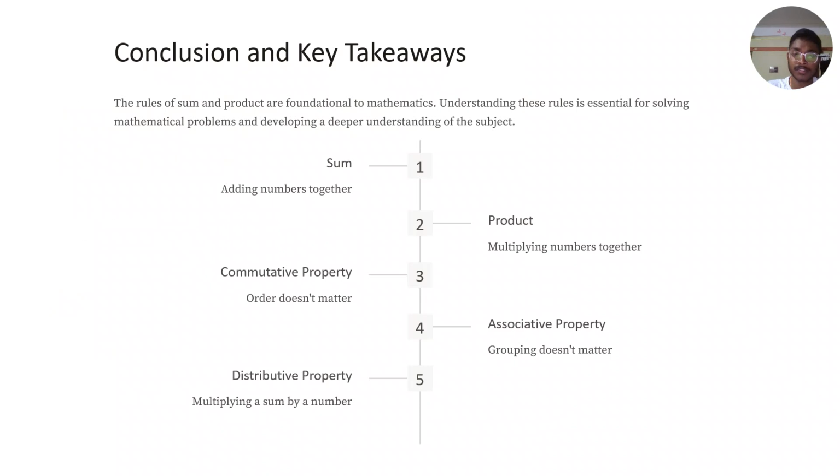Now let's come to the conclusion and the main key takeaways. The rules of sum and product are foundational to mathematics. Understanding these rules is essential for solving mathematical problems and developing a deeper understanding of the subject. We came across the sum, the product, and the commutative, associative, and distributive properties. These are the things we have discussed in today's session, and we have also revised them.